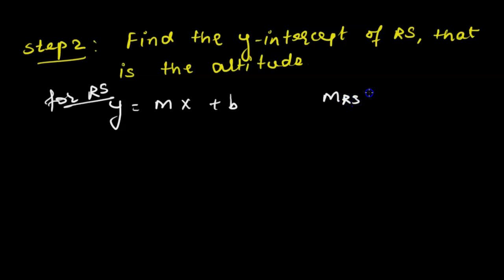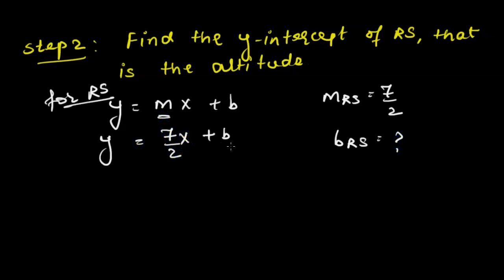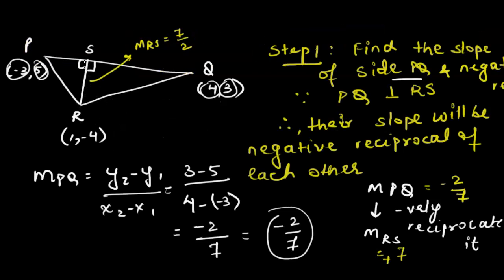M of RS is 7 over 2. We are looking for b of RS. So we would substitute m as 7 over 2. In order to find the value of b, we need to substitute x and y as a point that lies on this line segment RS. And we notice here that the only point known to us that lies on this line segment RS is point R.